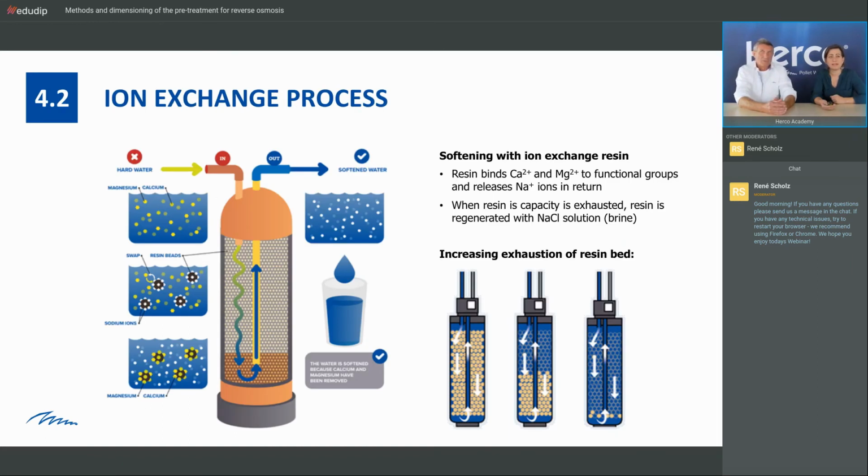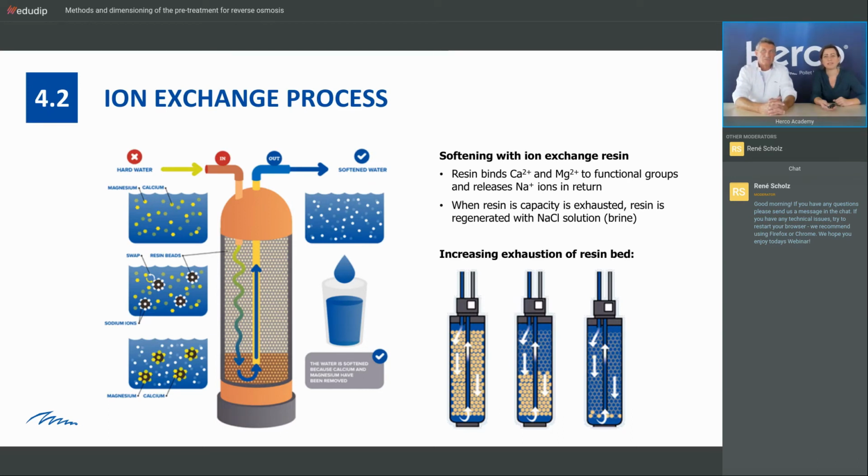Okay. Then this is the ion exchange process. So that's the process we use in all our softeners. If we have a look at this, basically we have the hard water with magnesium, calcium going into the softener. We have the resin in there, the resin beads that you see in black. And the resin beads have active sites, or functional groups they're also called, where they bind calcium and magnesium, and they release sodium ions in return. So you get the resin beads, which are loaded with the calcium and magnesium, and you get the softened water, where the calcium and magnesium has been replaced by sodium.